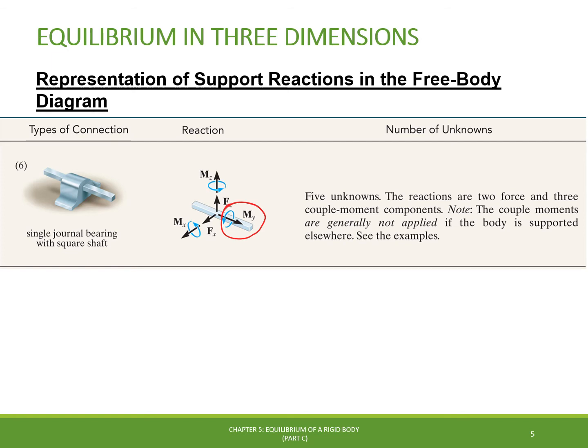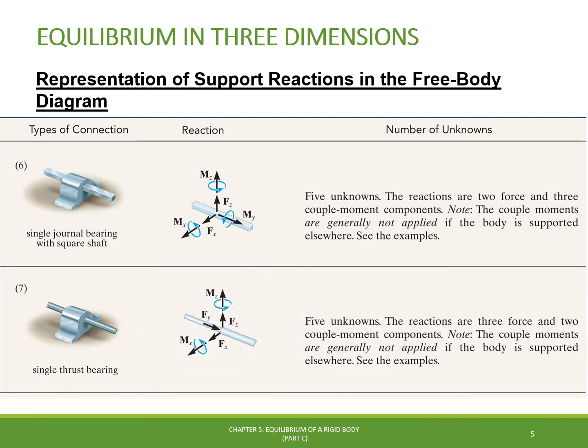The next type of bearing support is the single thrust bearing, which is also similar to the single journal bearing element in terms of reactive forces and moments, but it adds a reactive force in the y direction, Fy, due to the restriction imposed on the shaft to translate along the y-axis.